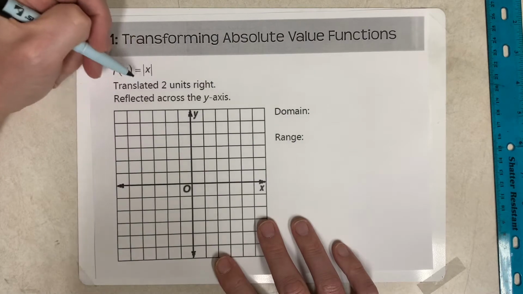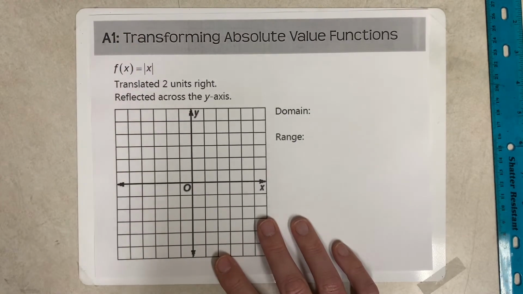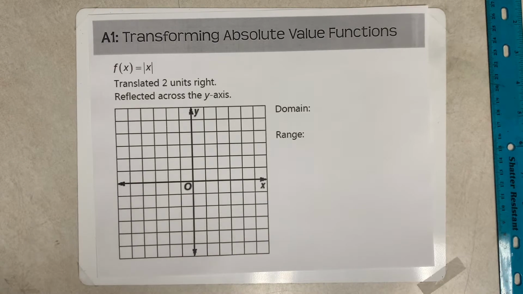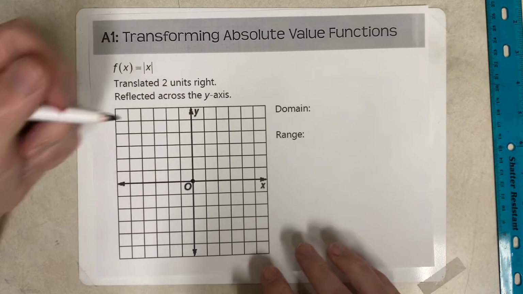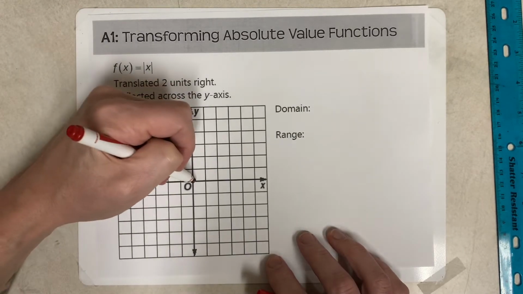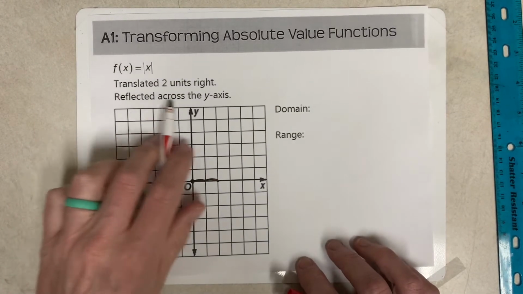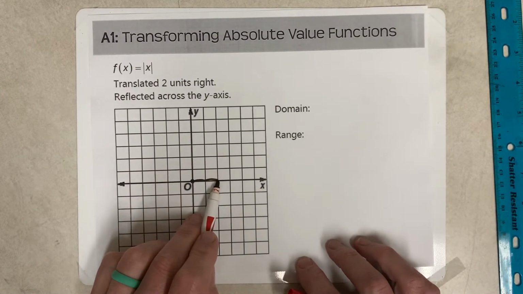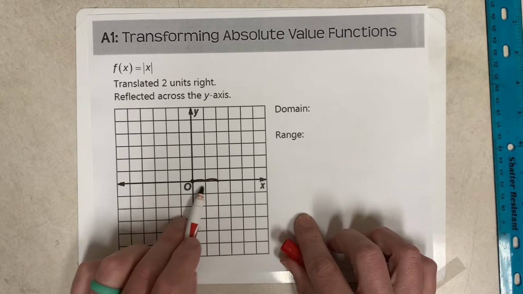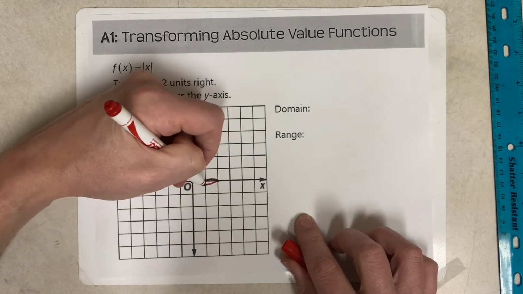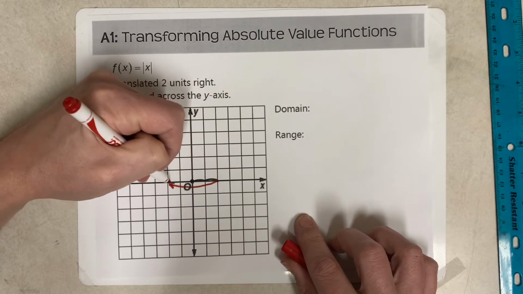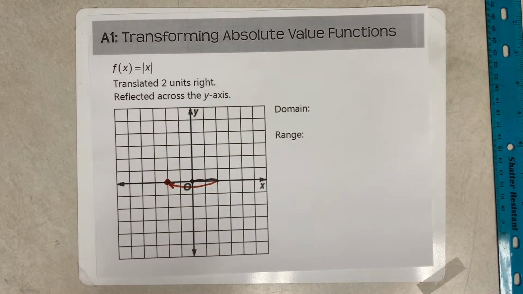This one, we are translating 2 units to the right for this. And now I'm going to kind of get a different marker here. Okay, so I'm going to start here at the origin. I'm going to move it 2 units to the right. So 1, 2, okay. And now I'm going to reflect it across the y-axis. If I do that, it's going to go all the way over here to this point, and that is going to be my new vertex. So I'm reflecting it across the y-axis, and so it's still going to be going up.